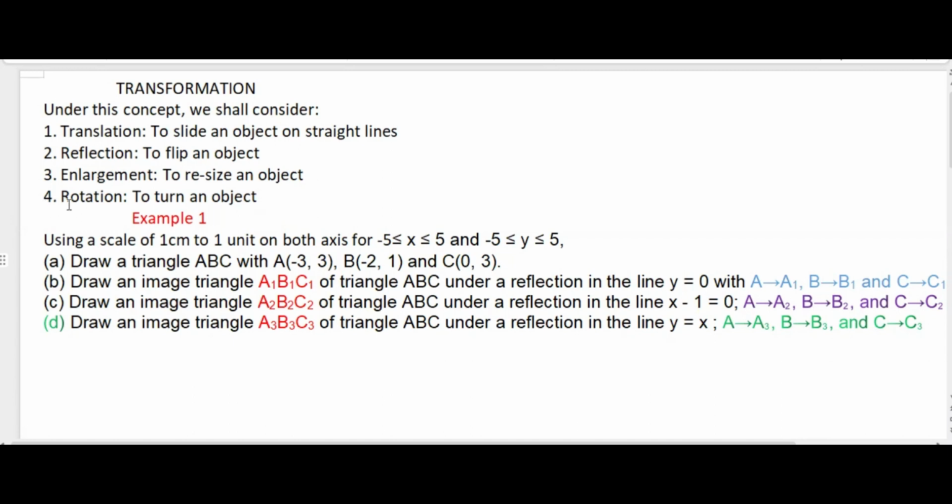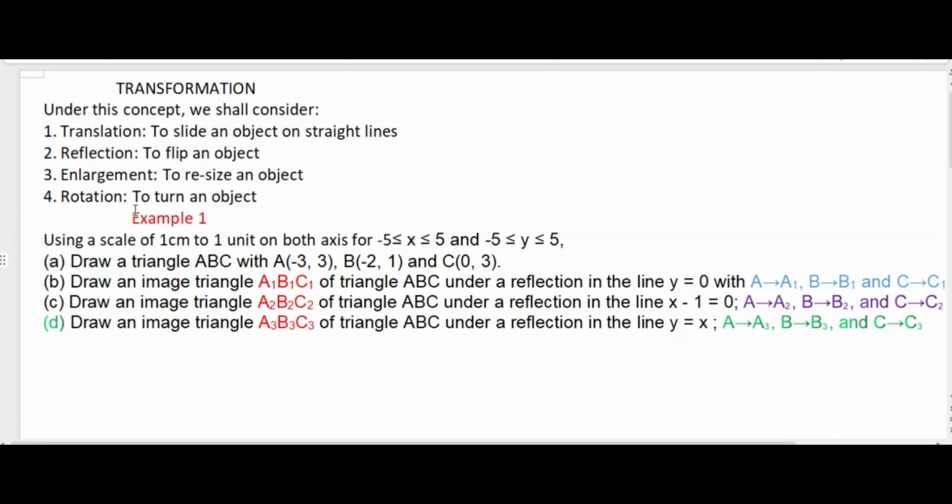And lastly, we will talk about rotation, when you turn an object through an angle. But for the purpose of our class, we shall restrict our angles to multiples of 90 degrees. So we talk about when you rotate an object through 90 degrees, both clockwise and anti-clockwise, through 180 degrees. 180 degrees does not depend on whether you turn an object clockwise or anti-clockwise, you still get the same result. So we simply say 180 degrees.